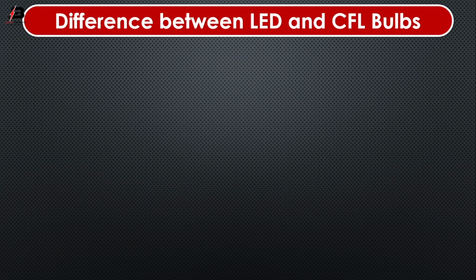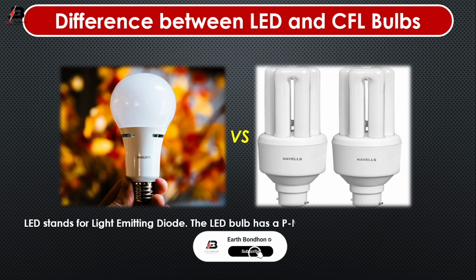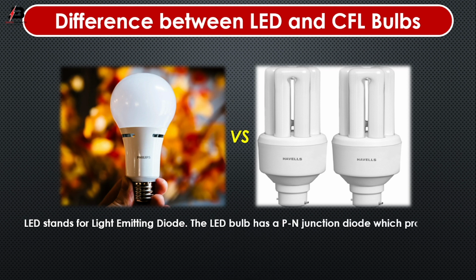So viewers, let's start. Difference between LED and CFL bulbs. LED stands for light emitting diode. The LED bulb has a PN junction diode which produces light when an electric current passes through it.